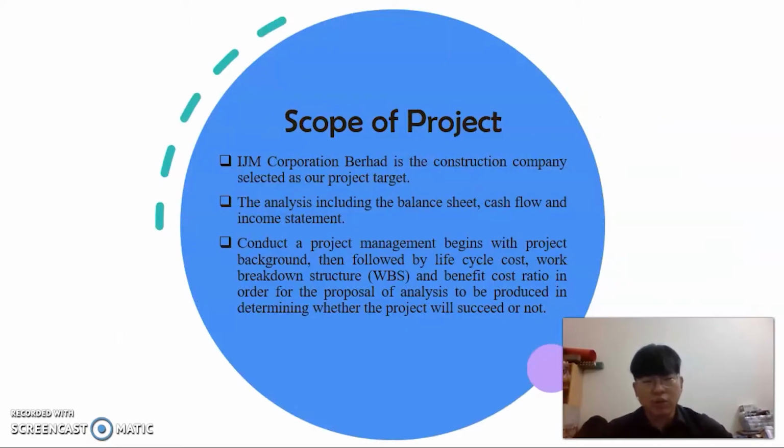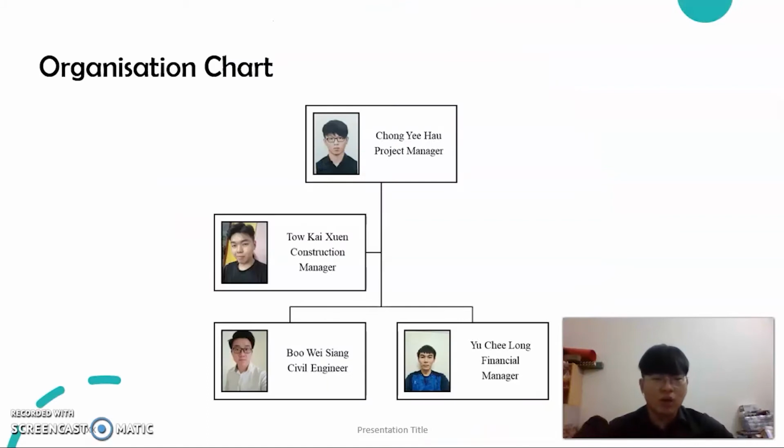So the scope of the project is that IJM Corporation Berhad, the construction company, is selected as our target. The analysis includes the balance sheet, cash flow, and income statement. We will conduct project management beginning with the project breakdown, followed by the life cycle cost, WBS, and benefit cost ratio, in order for the proposal or analysis to determine whether the project can be a success or not. So this is our organization chart.